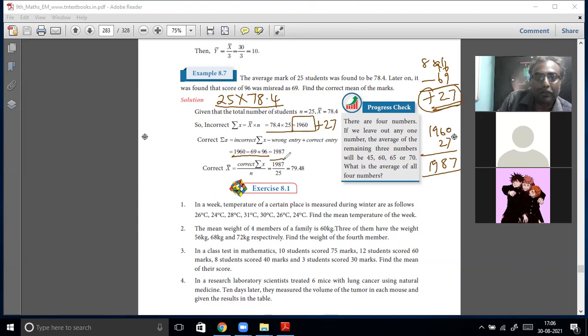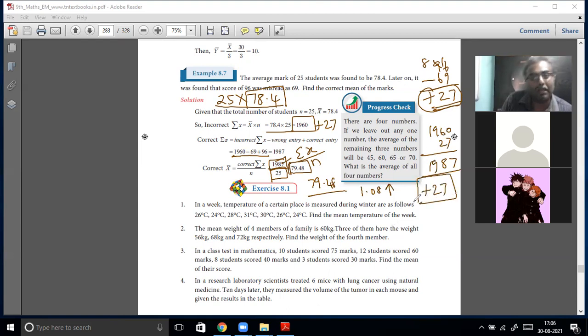This is 1987. New mean. So this is the sigma x divided by n. N is the same. Only 25 students only. That has not changed. So new sigma x by 25 is equal to 79.48. So original was 78.4. Now the average has become better, 79.48. So average has gone up by 1.08. Correct. Because marks of one person has gone up by 27 marks, so average will automatically go up by 1.08.